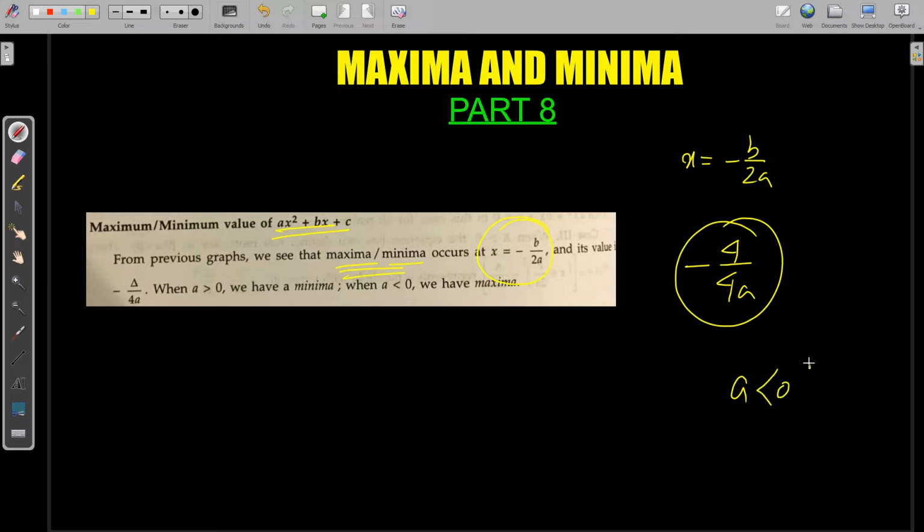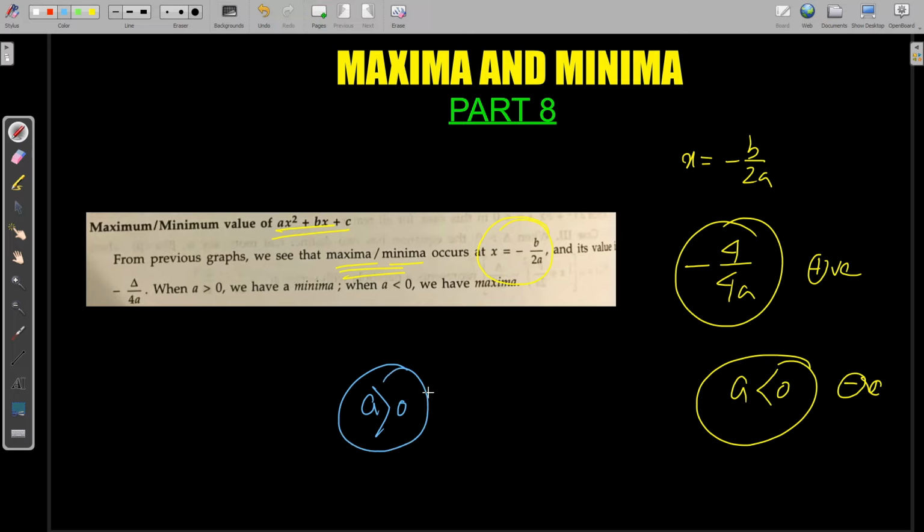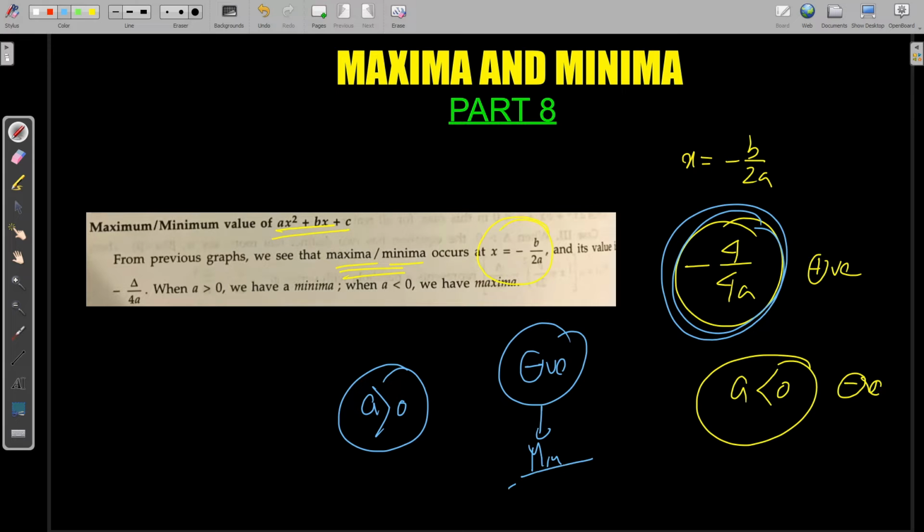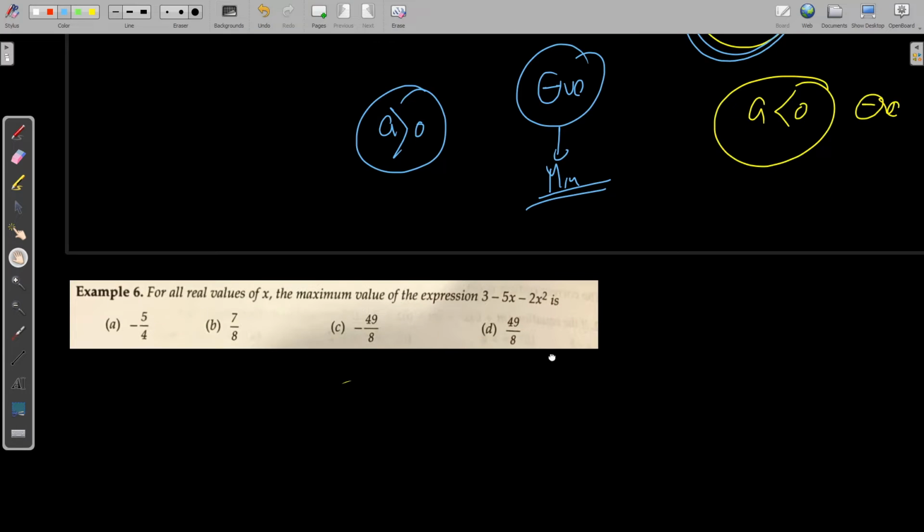Now see, to get this value as a maximum, we need what? a should be negative. If a is negative, we get a negative and a negative, which gives a positive answer, and that will be a maximum value. And if we need a minimum value, we need a greater than 0. If a is greater than 0, this answer will become negative, and that time we will get a minimum value. Understood? Let's understand this better using a question.